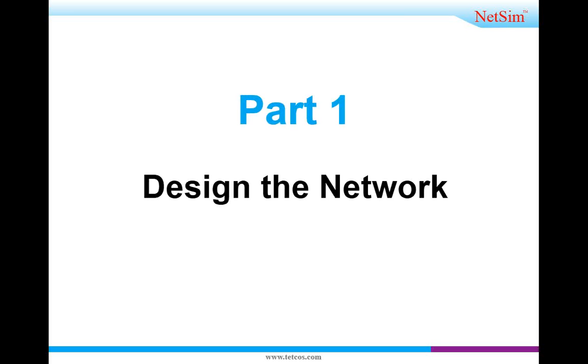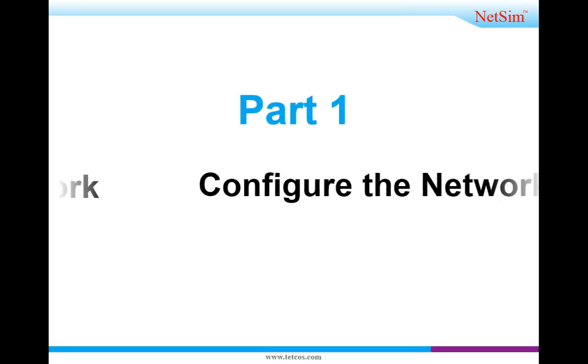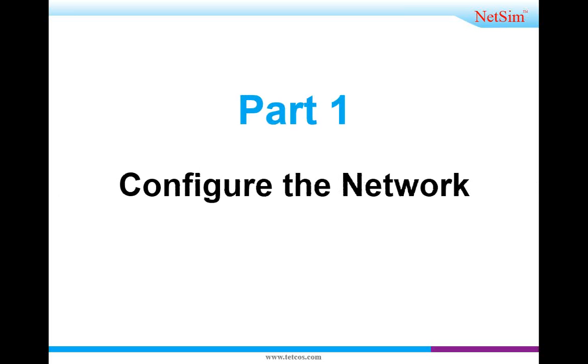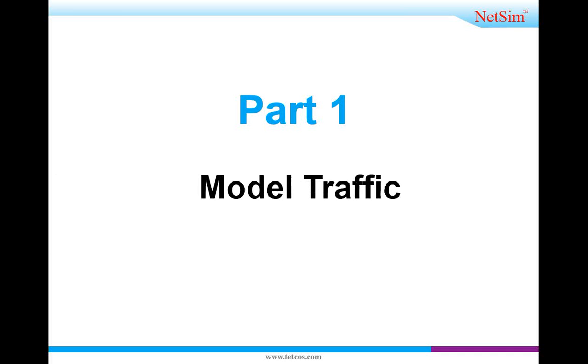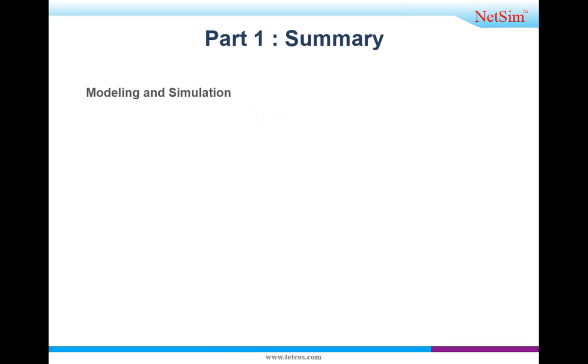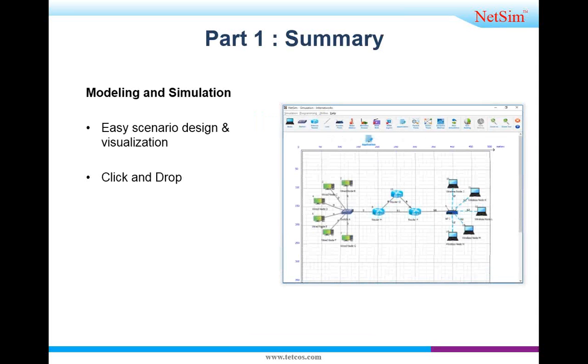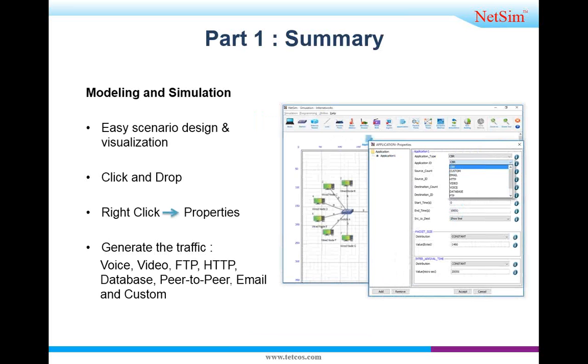Now, part one is to design the network. Then configure the network. Designing means you can drag and drop all the nodes and links into the environment and design your network. Then you can configure the network by clicking on those nodes and setting the properties. Then model traffic. You can add traffic on any node. Then you can simulate the network. And after simulating, you will get the result. So this is to summarize what the modeling and simulation is. It is a very easy scenario.